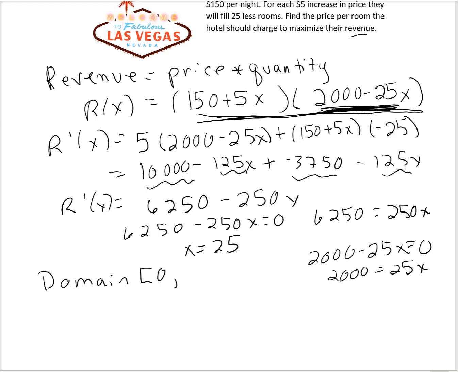So if we set 2,000 minus 25x equal to 0, it gives us 2,000 is 25x. That says x is equal to 80. So that's the most price increases we can make. That says you've increased the price so much no one's coming.